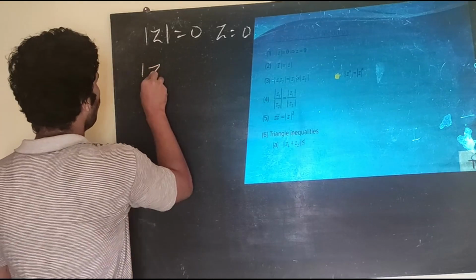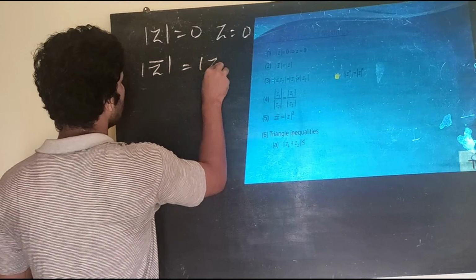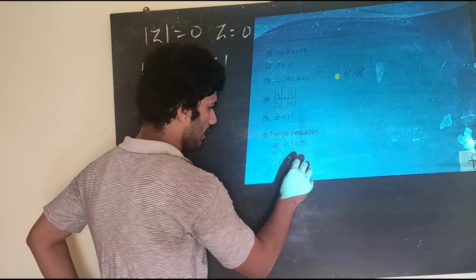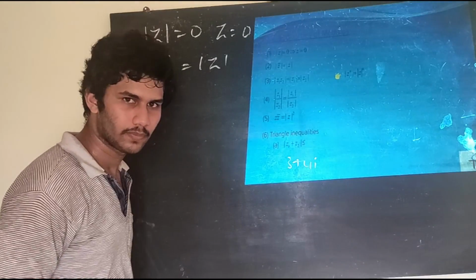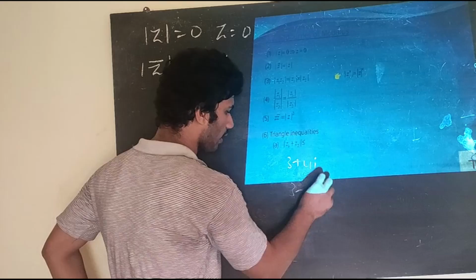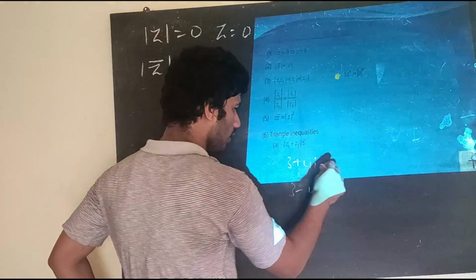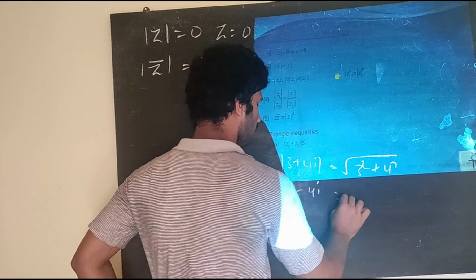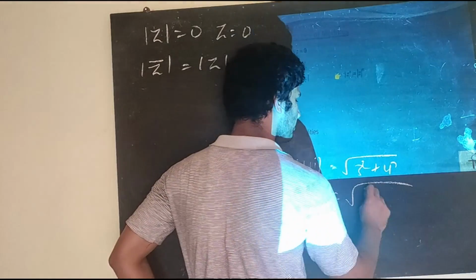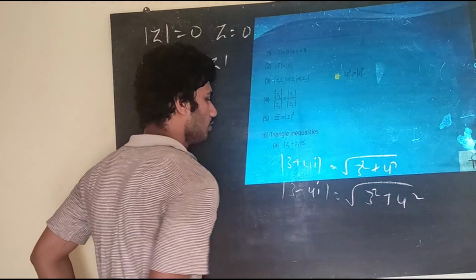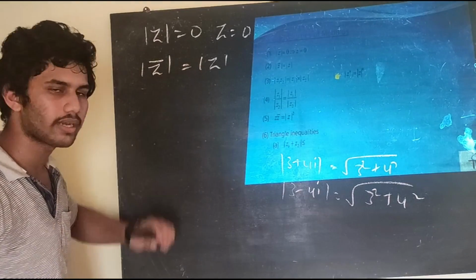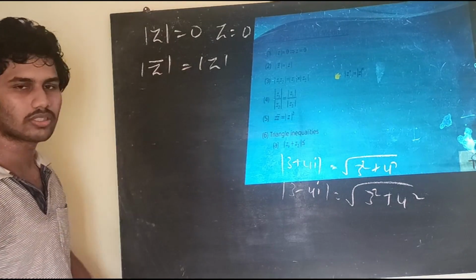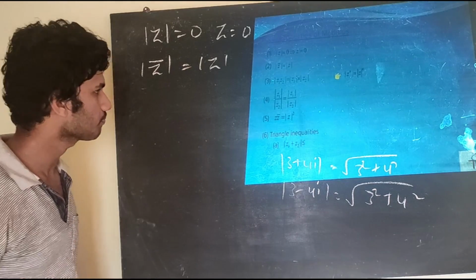Now, modulus of z bar and modulus of z are the same. Why? Let's take an example. 3 plus 4i is z, and 3 minus 4i is its conjugate. What is the modulus value of this? Root of 3 square plus 4 square. What is the modulus value of this? Again 3 square plus 4 square. So whether it is the conjugate or the complex number, it doesn't matter. The modulus, the distance, remains the same.